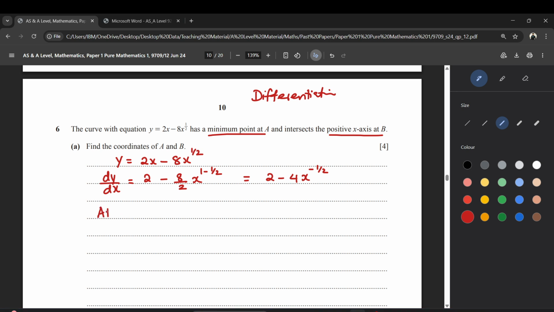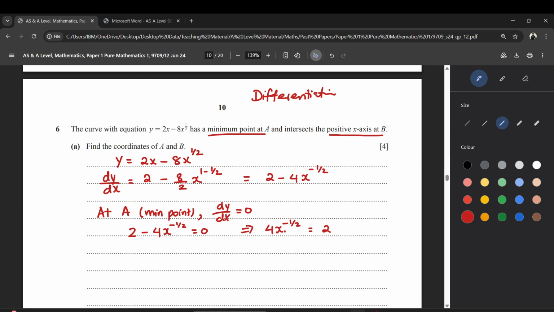Now we know that at A, which is your minimum point, dy dx is equal to 0. So I'm going to equate this function to 0. So we have 2 minus 4x to the power minus half equals 0. This 4x to the power minus half goes to the other side. So you have 4x to the power minus half equals 2. 4 goes to the other side.